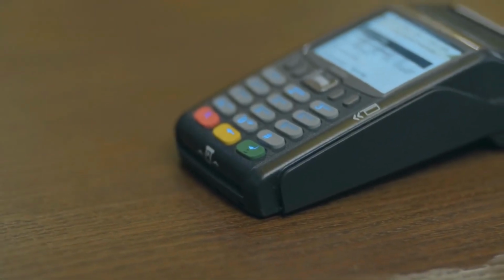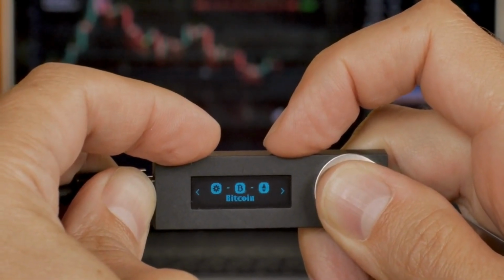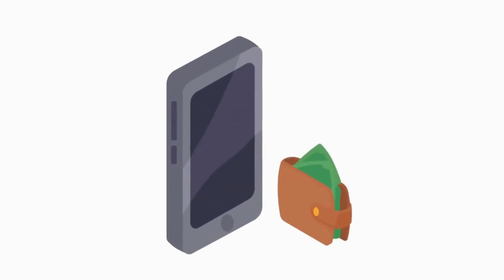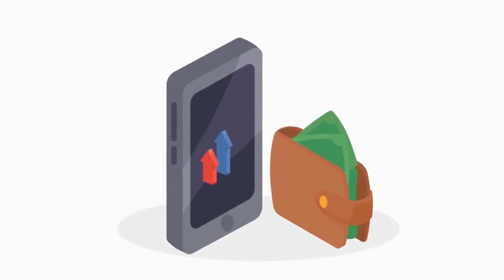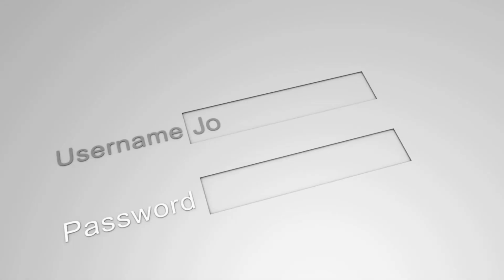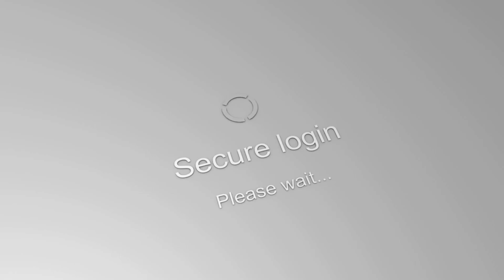W is for wallets. A vital aspect of engaging with cryptocurrencies is managing your holdings securely using wallets. Wallets can be either software-based, online or mobile, or hardware-based, physical devices. They store your private keys and enable you to send, receive, and monitor your cryptocurrency assets.